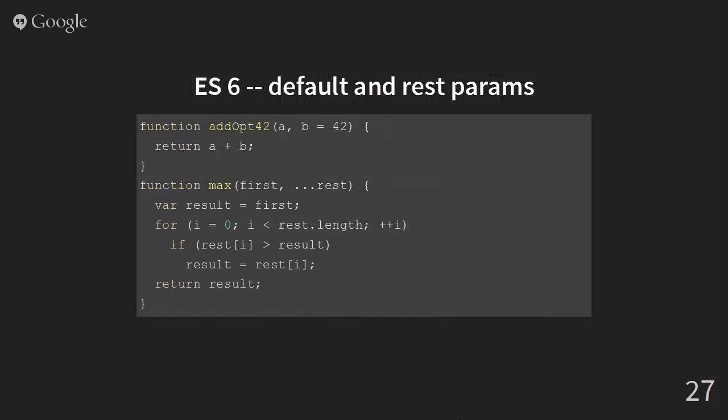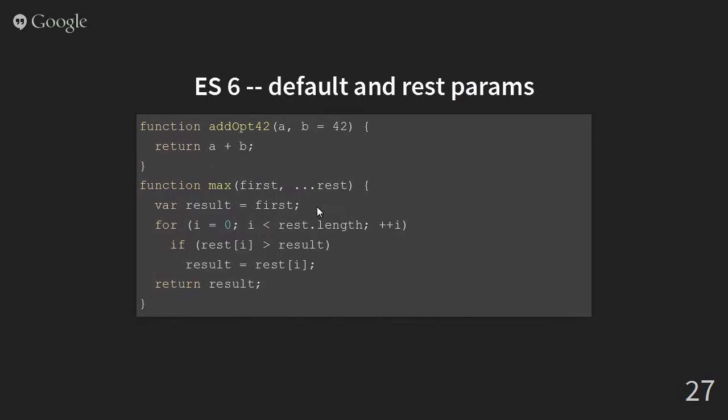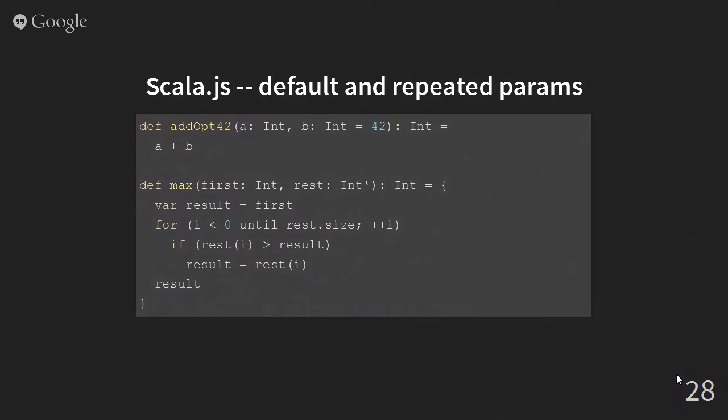Also, one tiny detail is that here I'm using index starting from 0, and here I was starting index from 1, because arguments always counts the first argument as well, so you have to account for it. But the rest array only uses the rest parameters, not the ones that were declared. It's typically more readable. So in Scala.js, you have pretty much the same thing, just with uglier syntax.